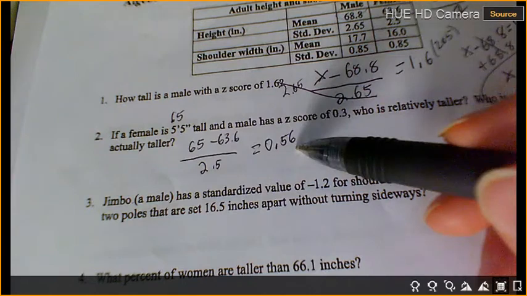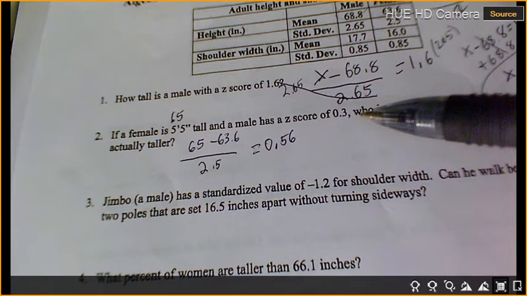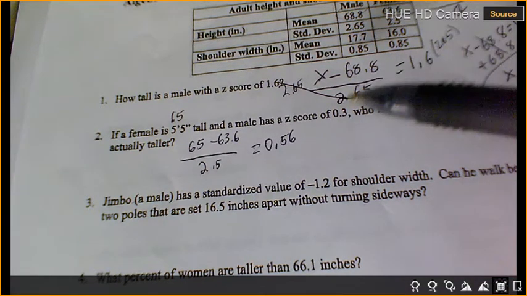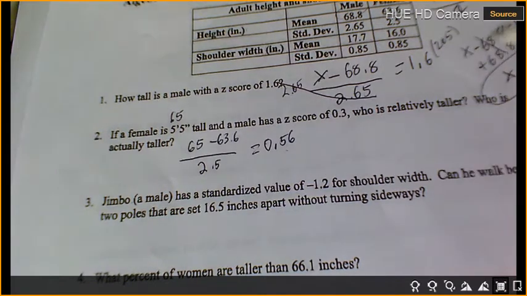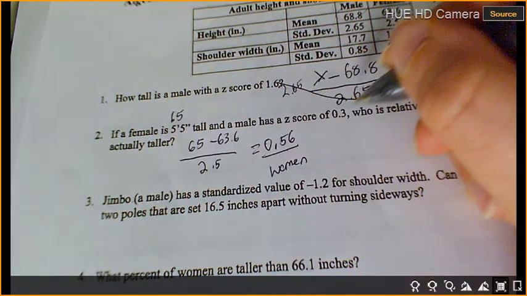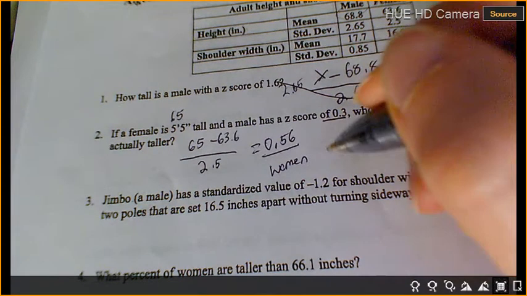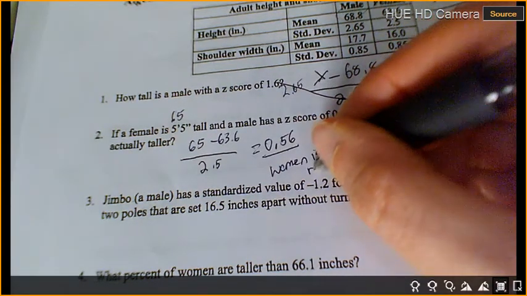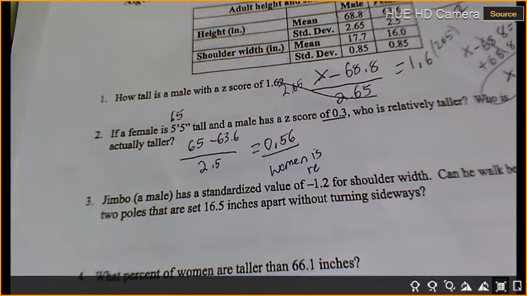Which one is relatively bigger? I know both of their z-scores now. Who has a bigger z-score, the man or the woman? The woman, because hers is 0.56 and his is 0.3. So the woman is relatively taller because she's further from the mean.